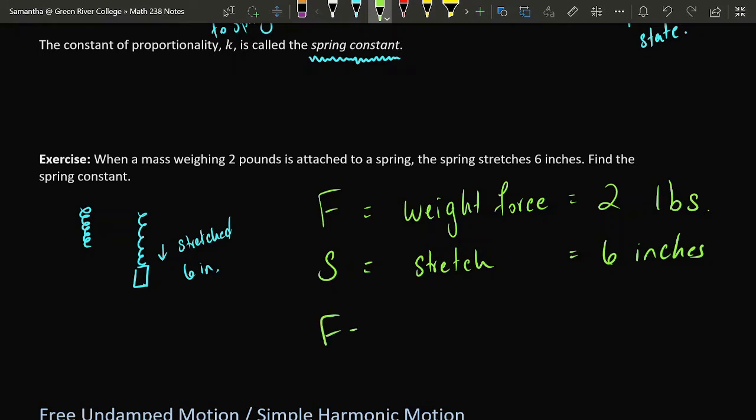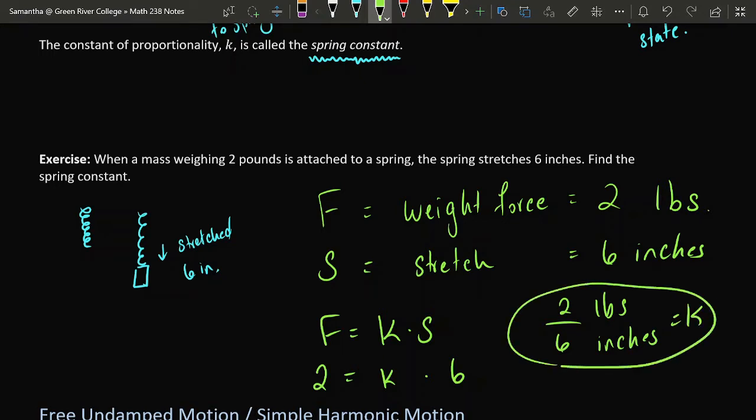So using Hooke's law, F is equal to k multiplied by s, since the weight force is 2 and the stretch is 6 inches, then k would be equal to 2 divided by 6 in the units of pounds over inches. So to determine the spring constant for a spring, just attach a weight to the spring and compare the weight that you attached to the amount by which the spring was elongated.